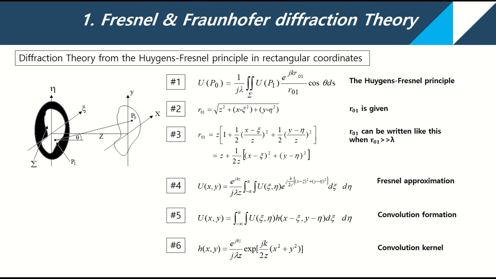The Fresnel diffraction means the Fresnel approximation to diffraction between 2 parallel planes. Equation number 4 presents the Fresnel approximation, and this equation is expressible in the convolution form like number 5, and here the convolution kernel is h as written at number 6.